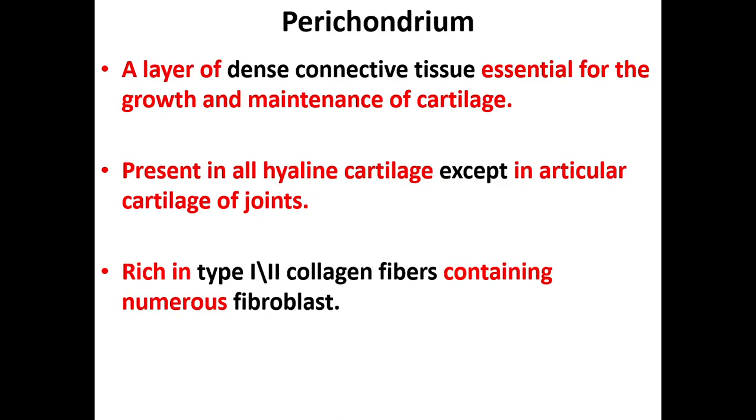Let's now go into the perichondrium, which is a layer of dense connective tissue that is useful in maintaining the growth of the cartilage. This perichondrium is present in all hyaline cartilage except in the articular cartilage of joints, especially in long bones of the body. The perichondrium is rich in type 1 collagen fibers containing numerous fibroblasts.